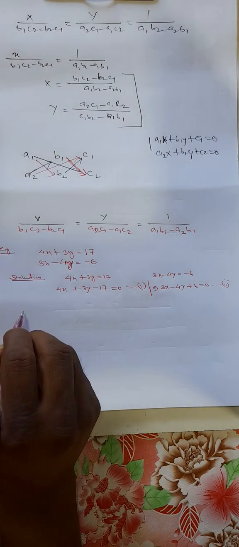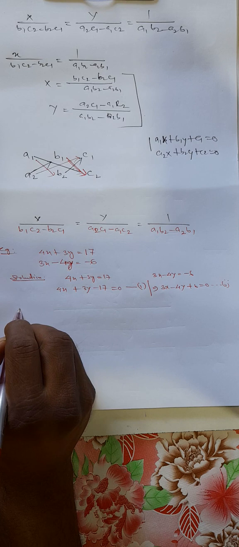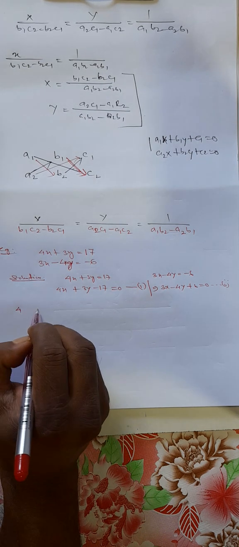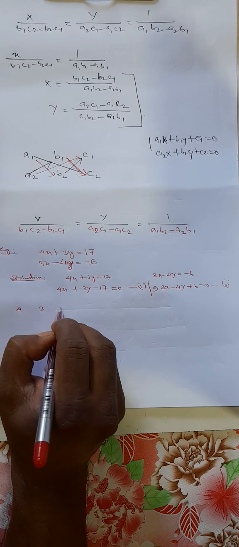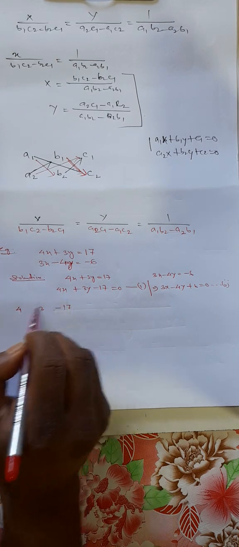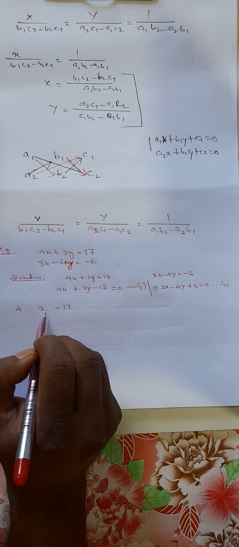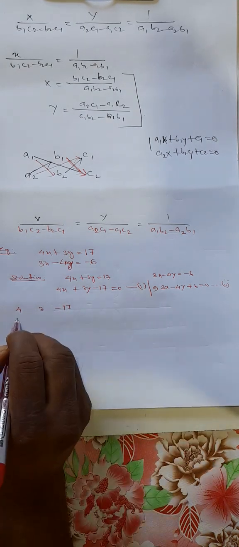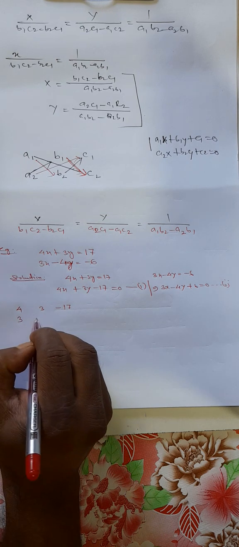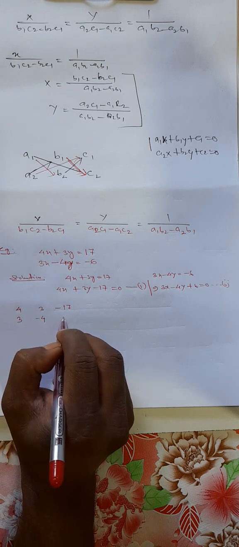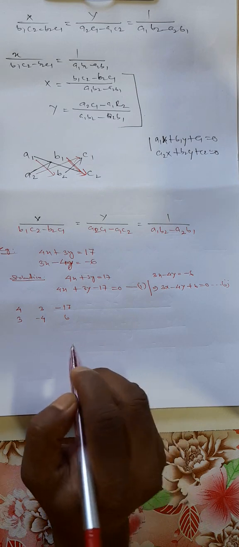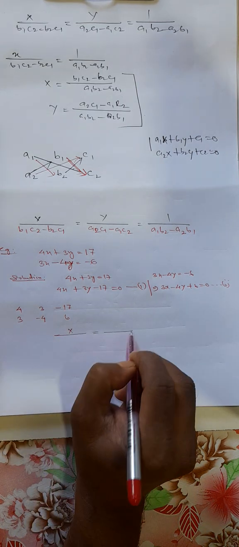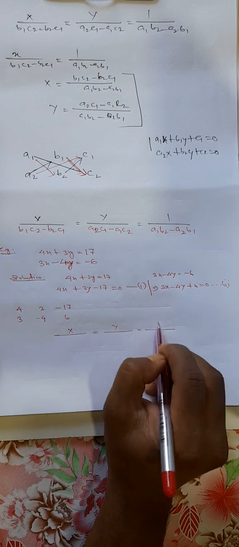So let us try to write the coefficients first. 4, 3, minus 17. Coefficients of x is 4, y is 3 and the constant term is minus 17. In the second equation, 3, minus 4, 6, right? So by cross multiplication we will write here x, y and 1.